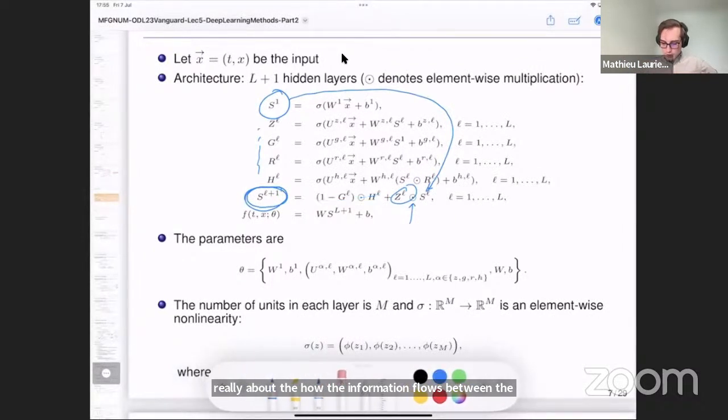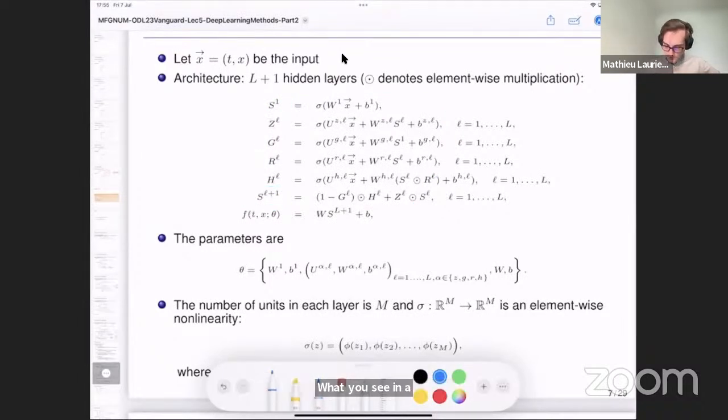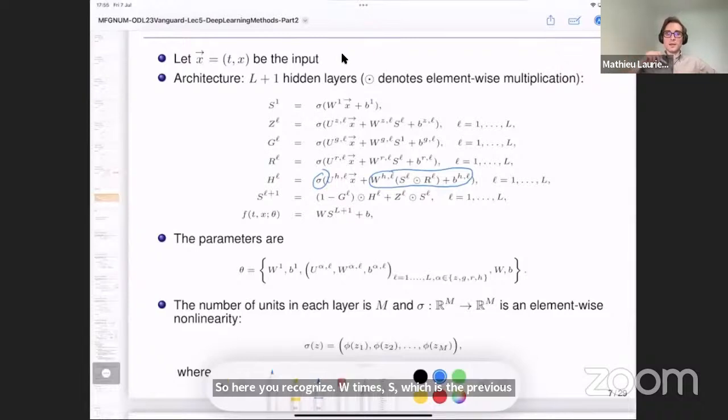And what this operation allows is to keep information from the previous layer, and maybe information that is not modified at all. So you can keep some information from the very first layer up to almost the output layer of the neural network. And this you cannot do in a feed-forward network, because you do some operations and you keep transforming in this way. Or at least it's not so straightforward. What you see in a standard feed-forward fully connected network is more something like this, with the activation function. Here you recognize W times S, the previous layer, plus B, the bias, and some activation function. But in this architecture, there is much more to that.